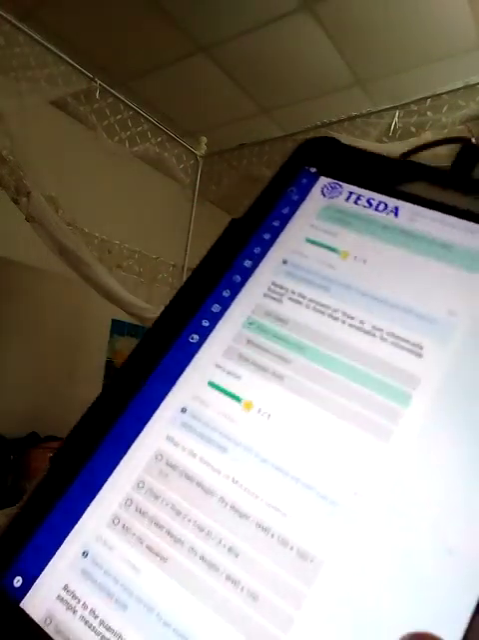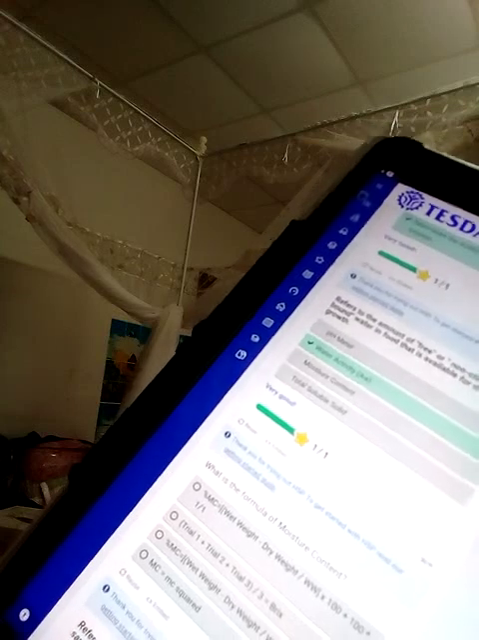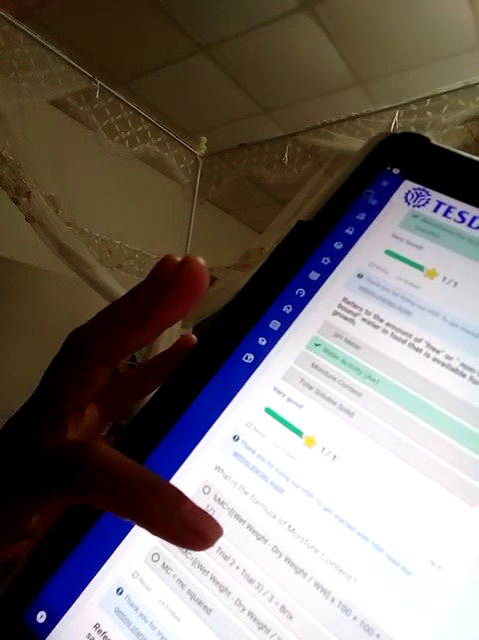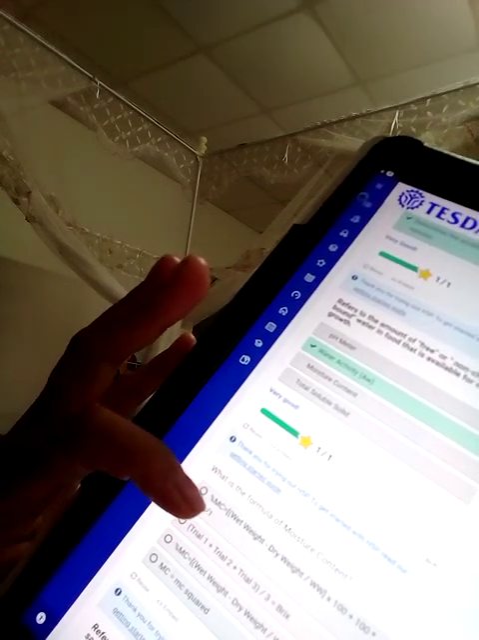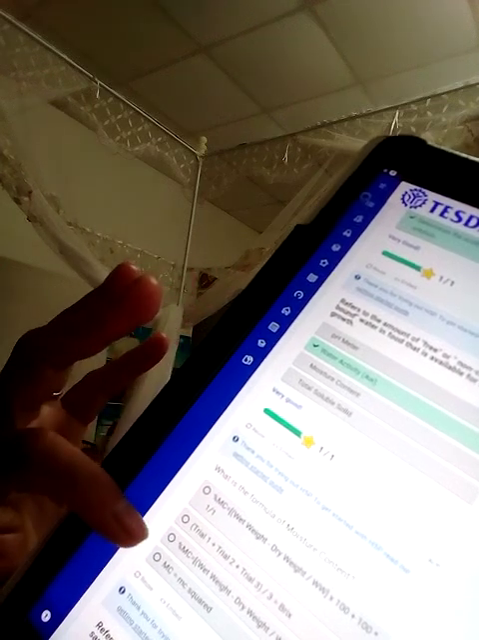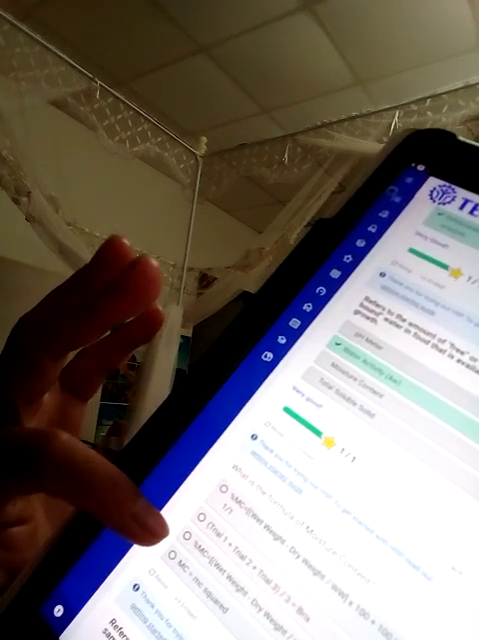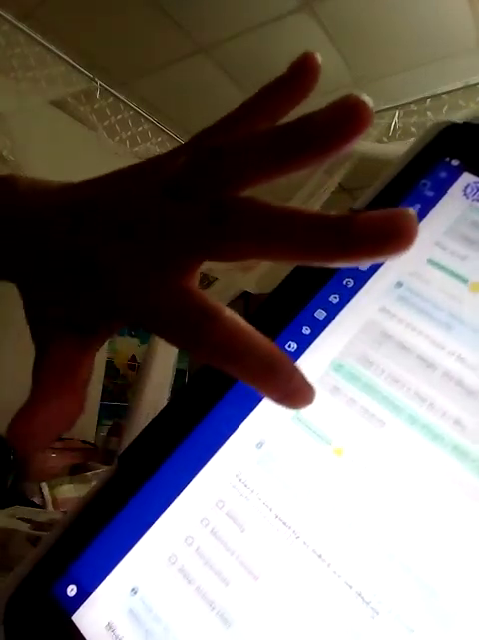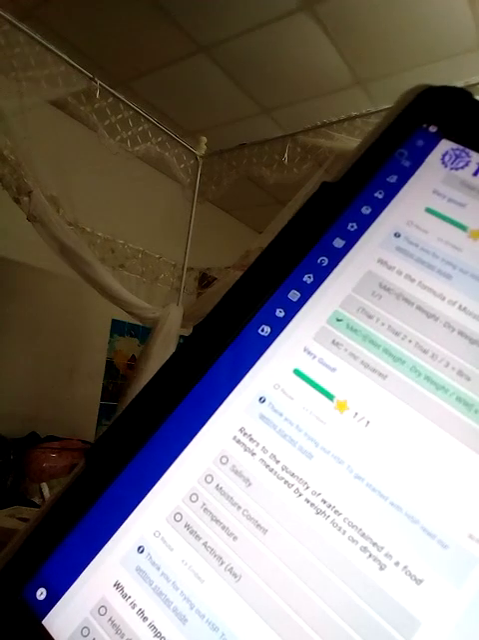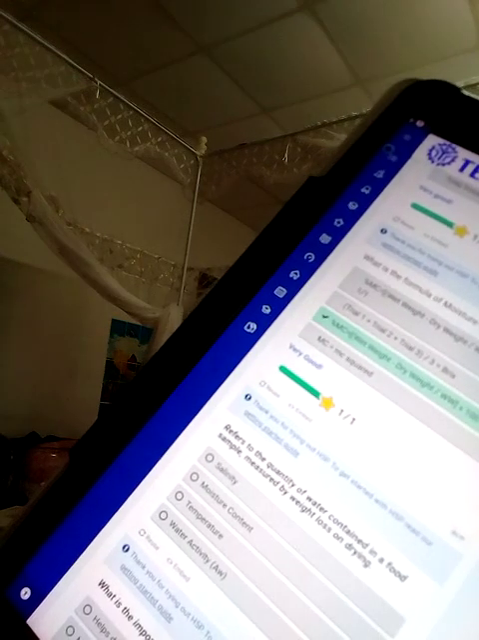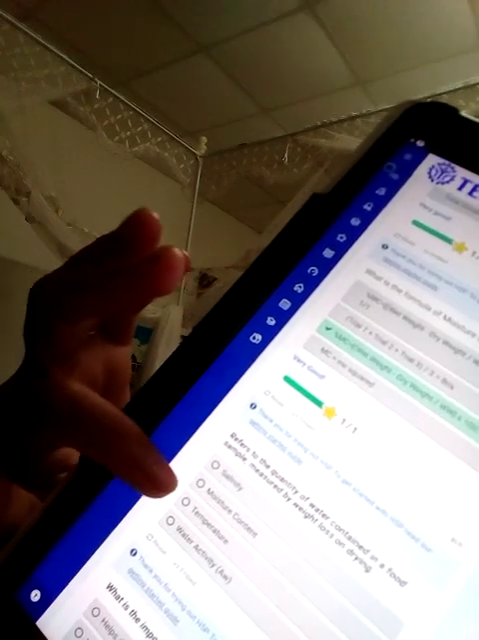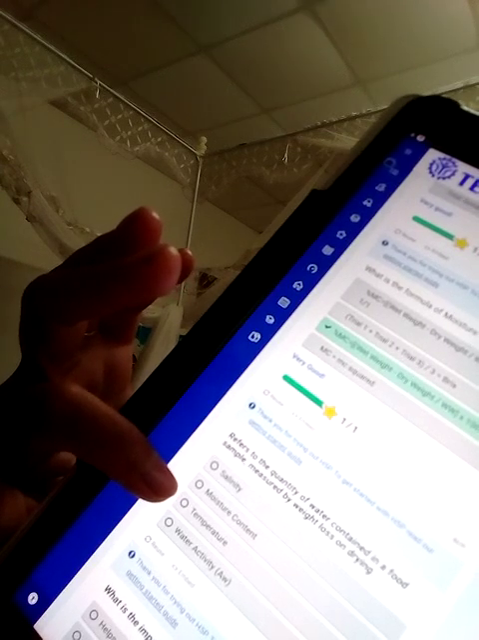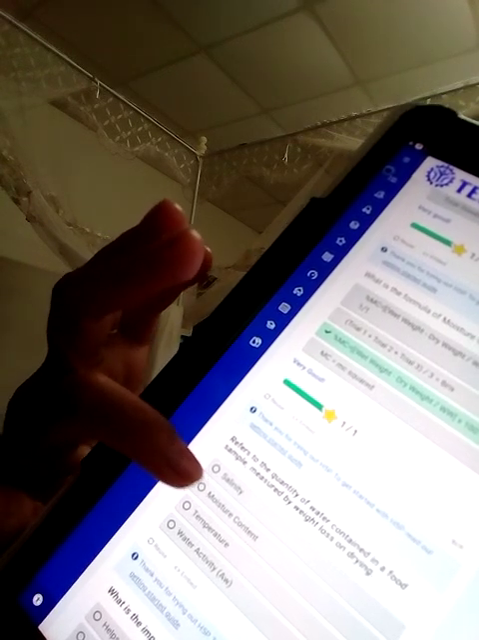So what is the formula of moisture content? Moisture content is weight loss over dry weight. Correct. Refers to quantity of water contained in a food sample measured by weight loss on drying. Moisture content.